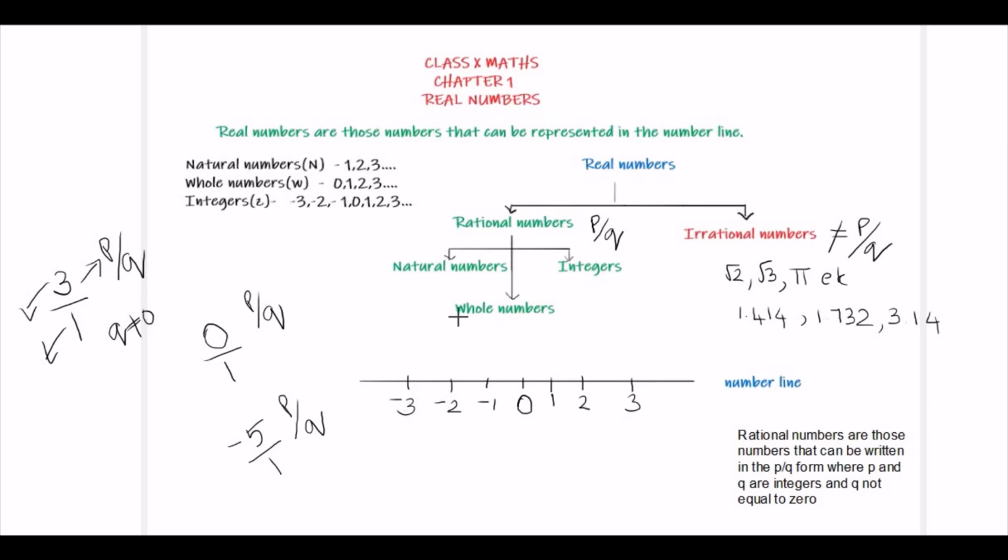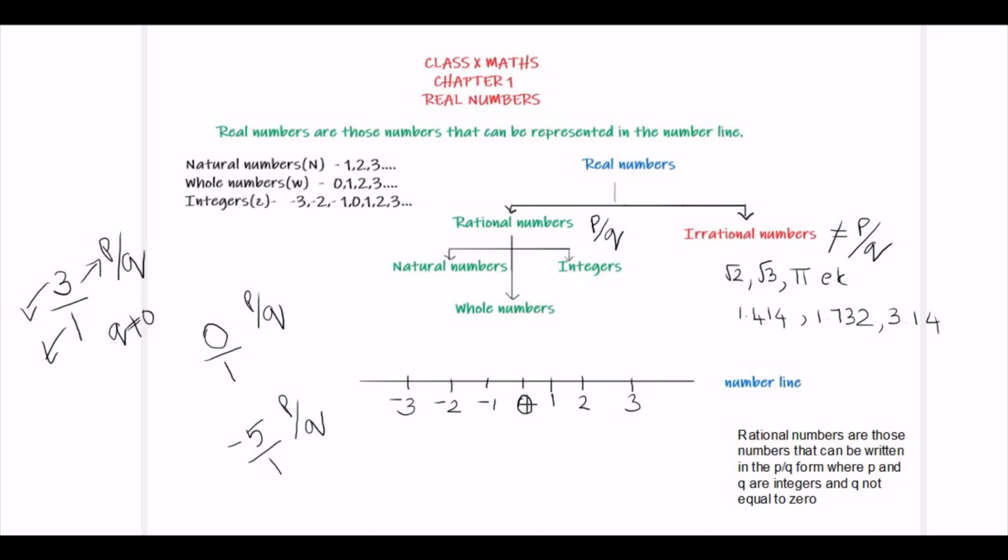So all the natural numbers, whole numbers, integers are coming under the rational numbers. These can be represented in the number line. So all the natural numbers, whole numbers and integers can be represented in the number line. Now let's check the irrational numbers, whether it is coming under the real numbers.